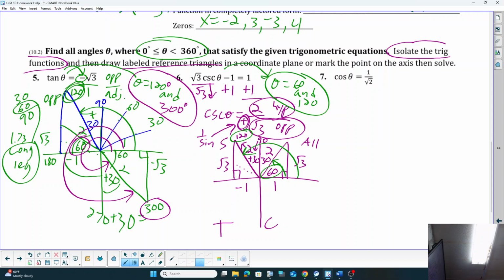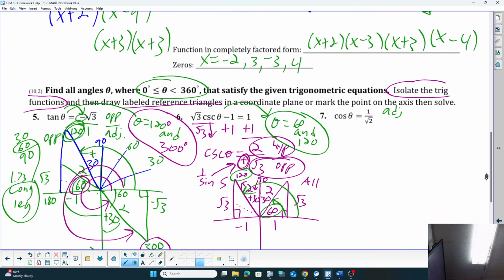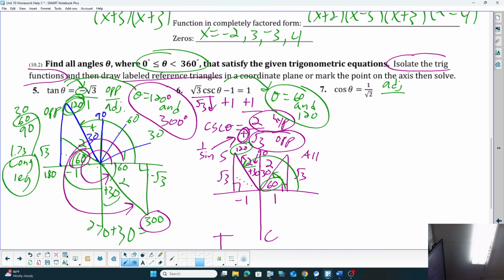So try number 7 now. Do you remember 7? You know what a cosine is. Don't forget to pause me. Try it on your own. Okay, so cosine is adjacent over hypotenuse. Where is cosine positive? The absence of a negative symbol is certainly a positive symbol.